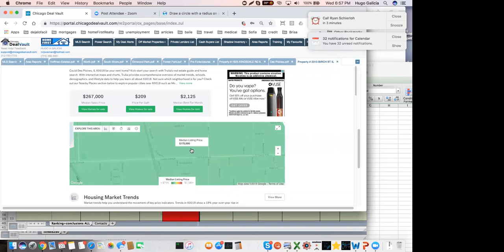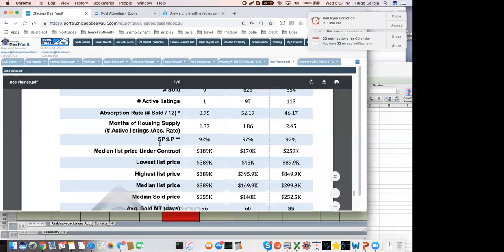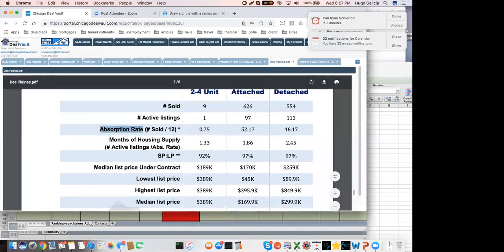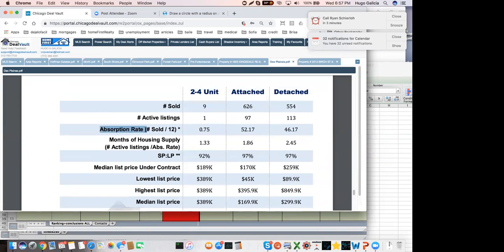Okay, friends, so let's just quickly summarize what I showed you today. Number one, you've got to understand absorption rates. Anything that is over 20% means it's a seller's market. This tells you how quickly the properties are moving or selling in a market. And then the months of housing supply: how many months before all the inventory runs out? The lower, the better. Below 2 months, it's a seller's market, and an absorption rate over 20% is a seller's market. So it's a hot market.